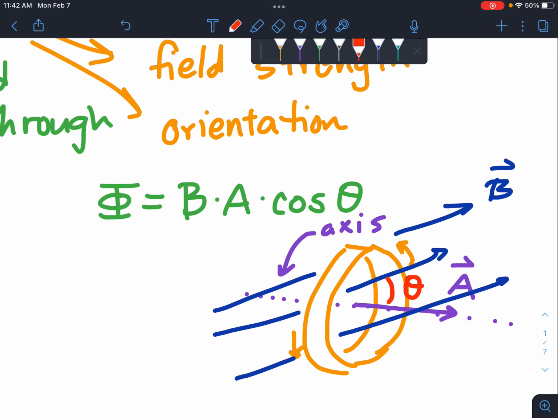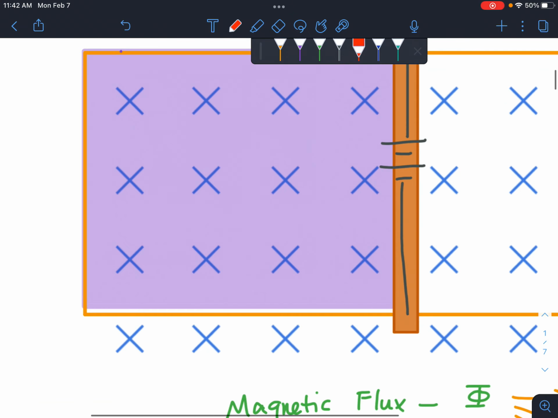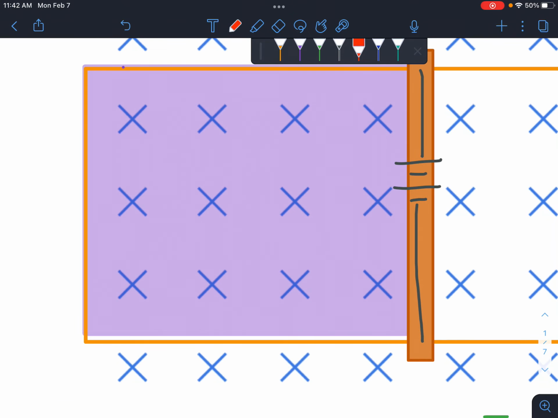If it's just a plane, like a rectangle or something, then the axis to this area would be, this is the A vector pointing out at us. We use our right hand, we wrap our fingers around this thing counterclockwise, our thumb points up. And so our A vector is upward, and our magnetic field is going into the screen. And so the angle between those two is actually 180 degrees for this case. So theta equals 180 degrees.